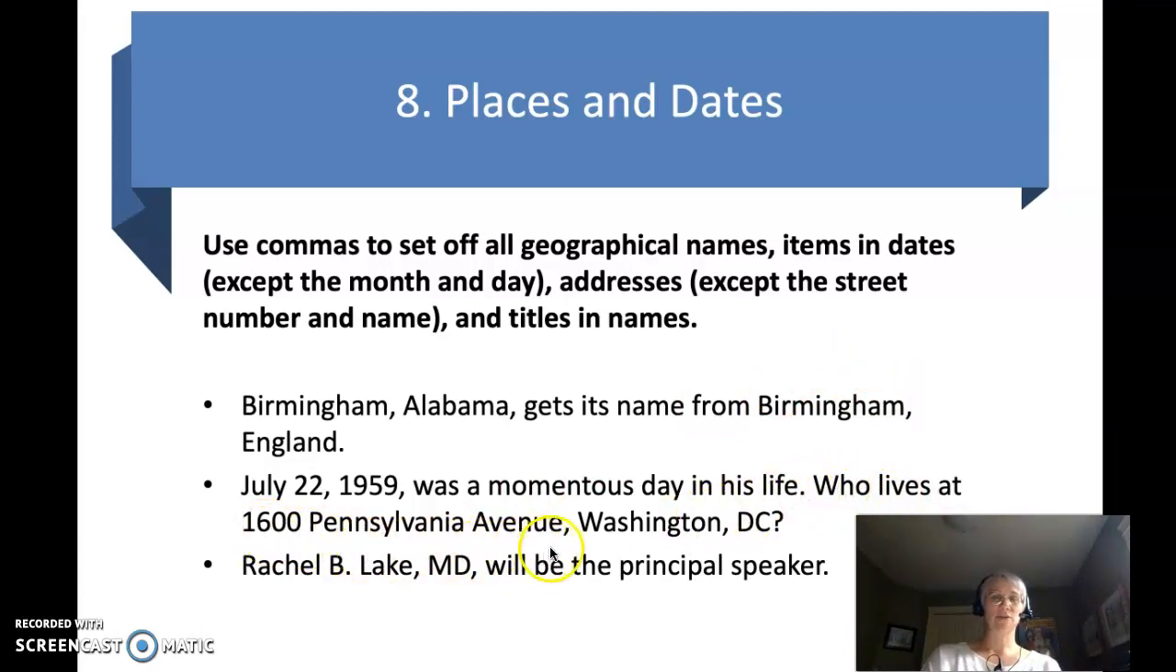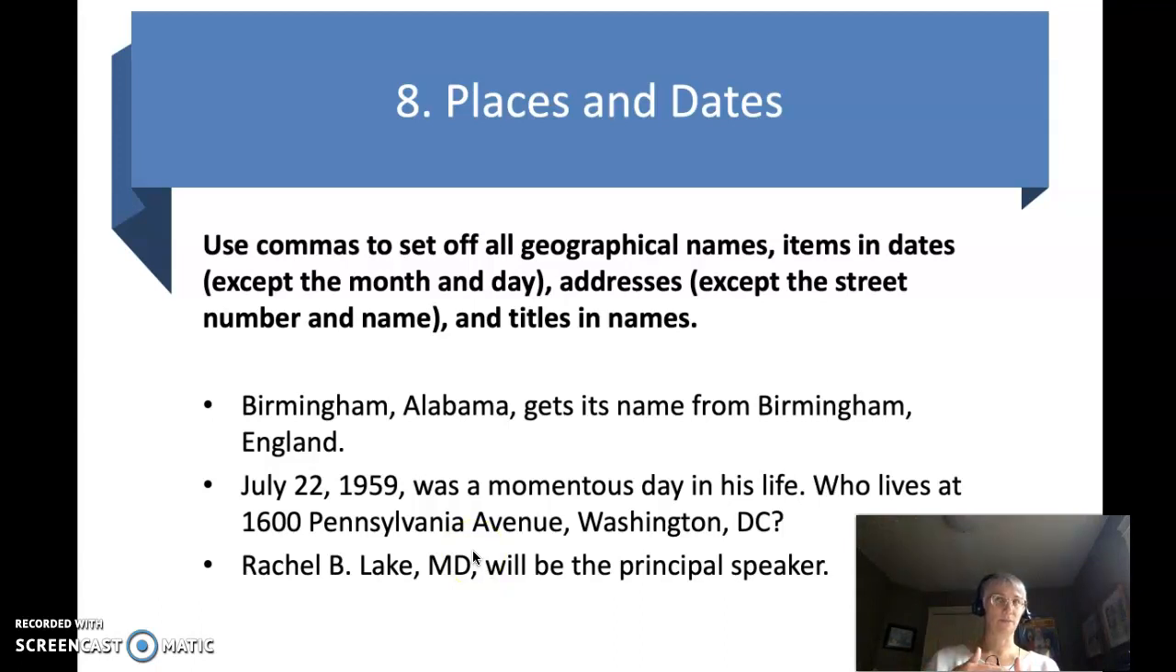1600 Pennsylvania Avenue, the street address doesn't have any commas in between it, and the commas are reserved for after Avenue, the city, and the state. When it comes to using someone's credentials, like MD, Rachel B. Lake, comma, MD, comma, will be the principal speaker. Typically, those credentials, like MD or PhD, don't receive any periods in between them or anything like that.